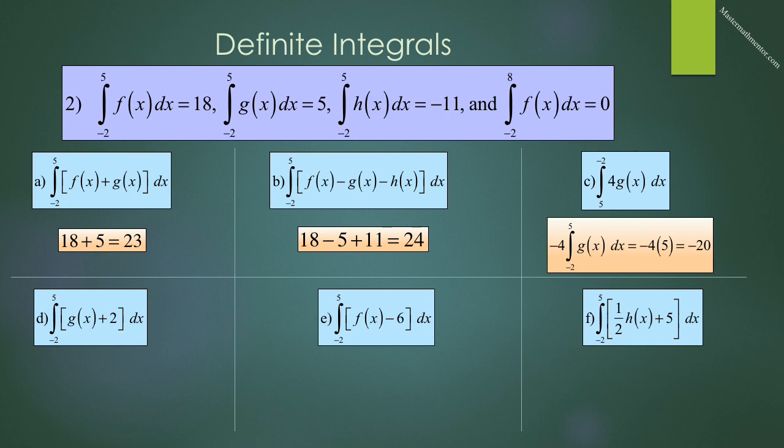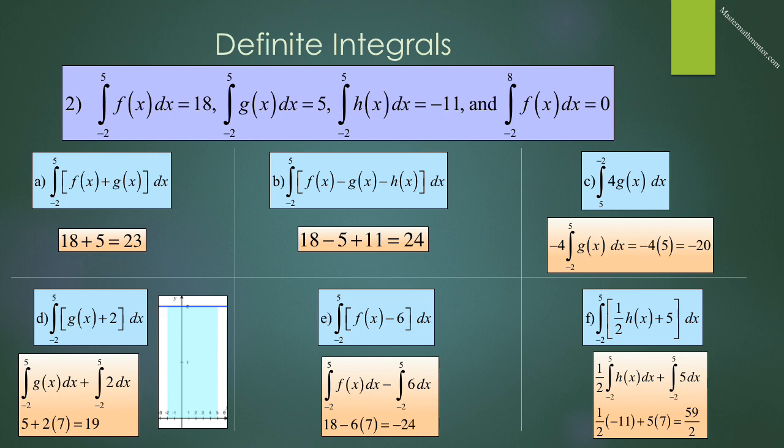In C, we're asked to find the integral from 5 to negative 2 of 4g of x dx. We can switch the limits to an expression that we know and write the integral from negative 2 to 5 as long as we negate the integrand. So this becomes negative 4, the integral from negative 2 to 5 of g of x dx. And since that integral turns out to be 5, our answer is negative 4 times 5, or negative 20.